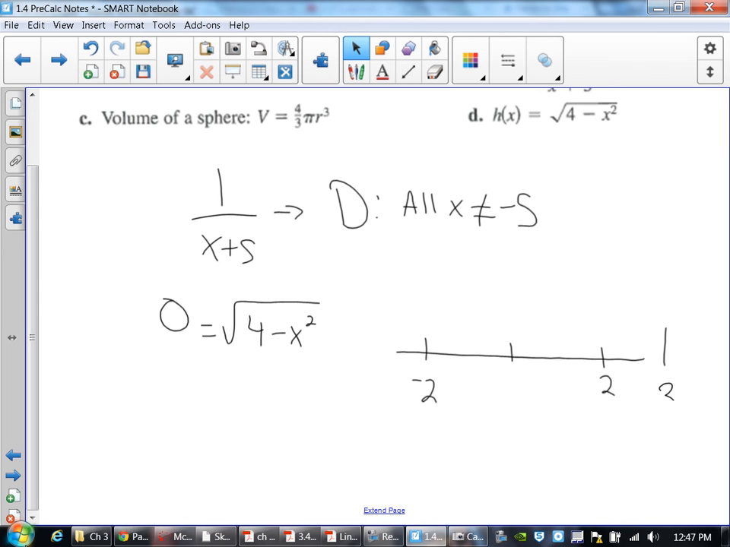What about 3? What's 3 squared? What's 4 minus 3? Oh, I'm sorry, 9, you're right. Thanks, Betty. What is 4 minus 9? Can I take the square root of -5? No. Oh, I know what it's going to look like. It's going to look like -2 less than or equal to x.